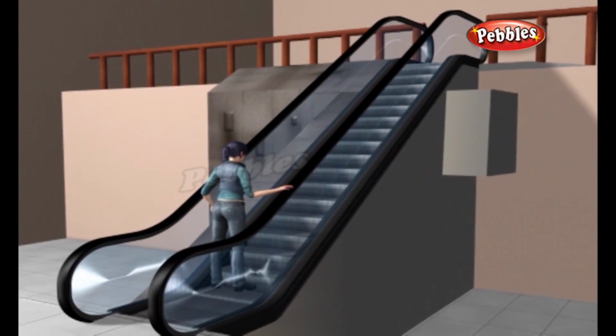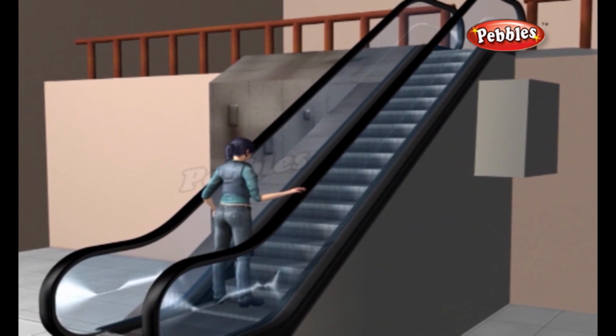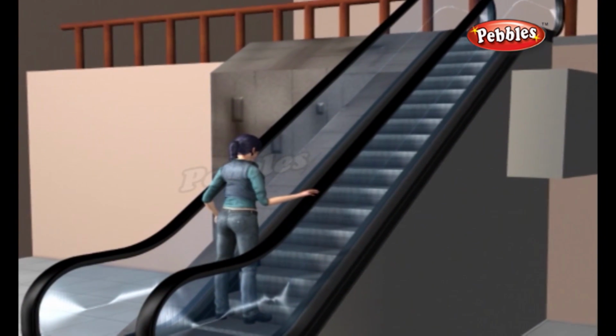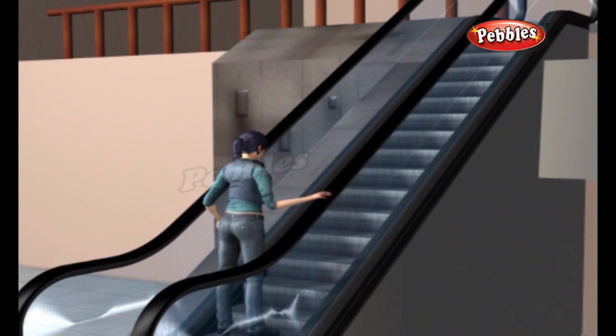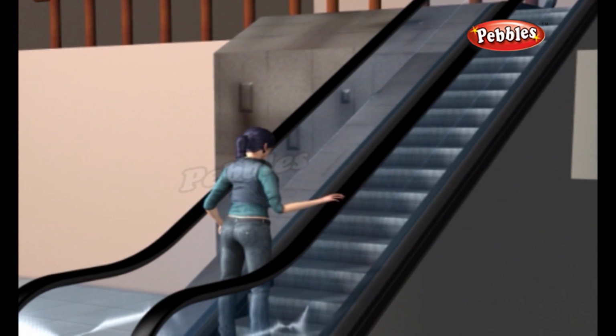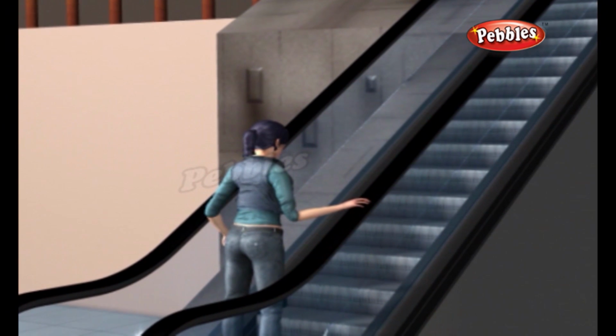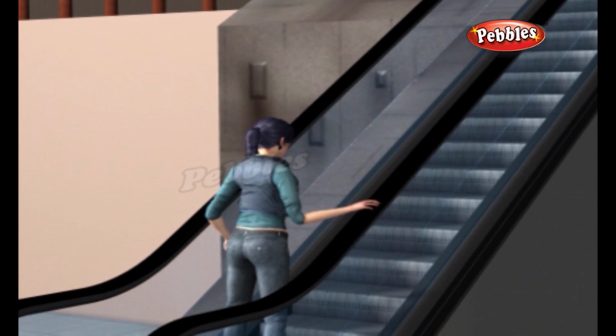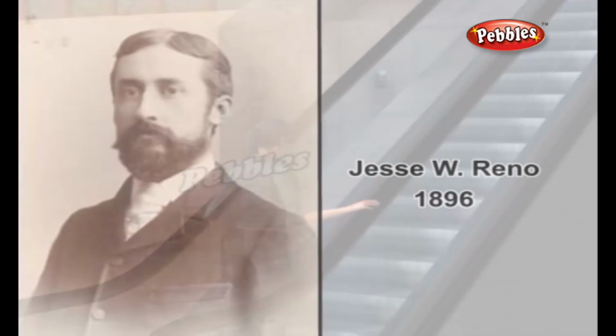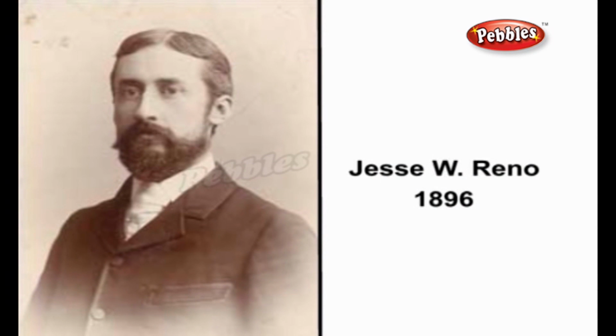Escalator. An escalator is a power-driven, continuous moving stairway designed to transport passengers up and down short vertical distances. Escalators are one of the largest, most expensive machines people use on a regular basis, but they're also one of the simplest. Jesse W. Reno invented the first working escalator and installed it alongside the old iron pier at Coney Island, New York in 1896.